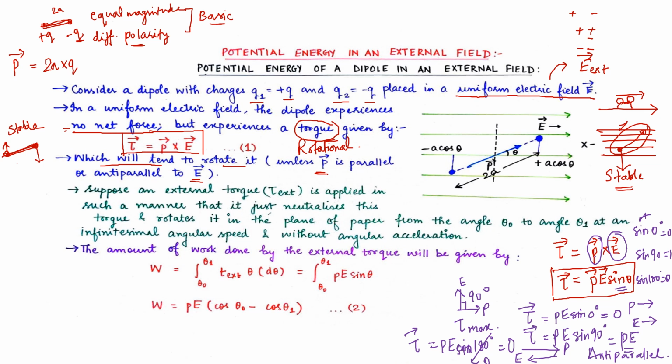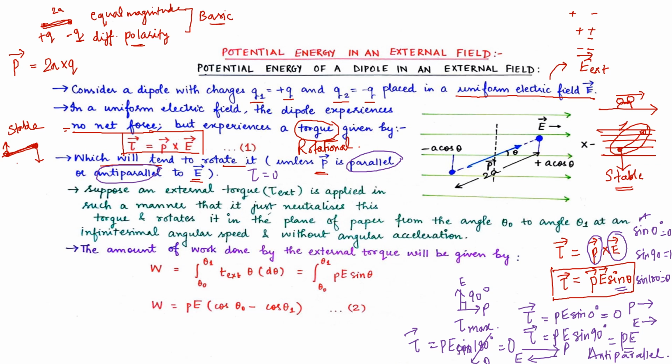So to find the stable condition of the dipole with respect to the dipole moment and the given electric field, we need to utilize the torque formula. According to the torque formula, maximum torque is faced when the electric field and the dipole moment are at 90 degrees. But in case they are parallel or anti-parallel to each other, the torque will be zero.